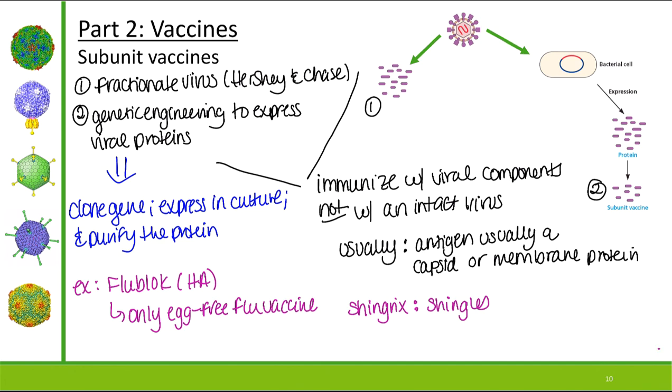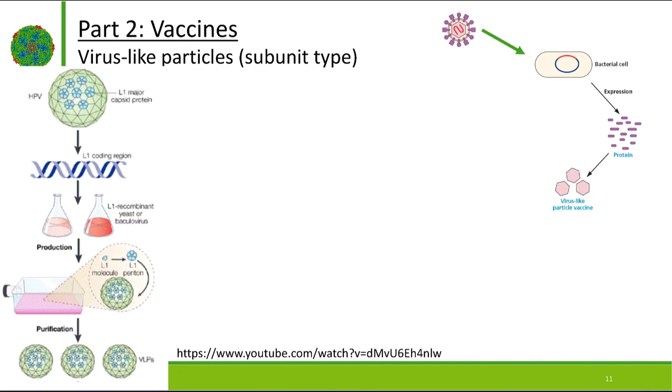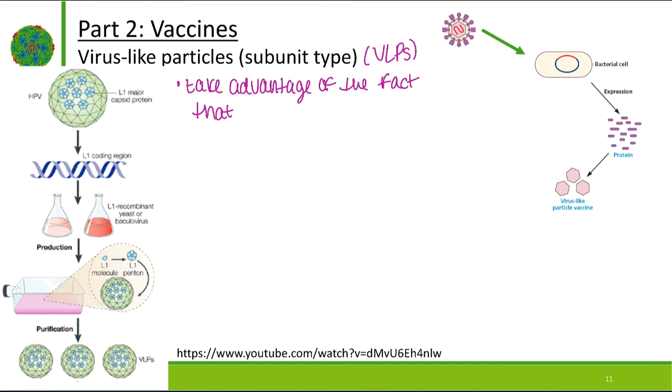Anywho, I digress. Moving on away from these two methods of subunit vaccines, let's talk about virus-like particles, also known as VLPs. VLPs are a type of subunit vaccine, but instead of just being a bunch of glycoproteins, for example, what VLPs do, and this is a type of cloning or genetic engineering, is we actually take advantage of the fact that many capsids self-assemble.